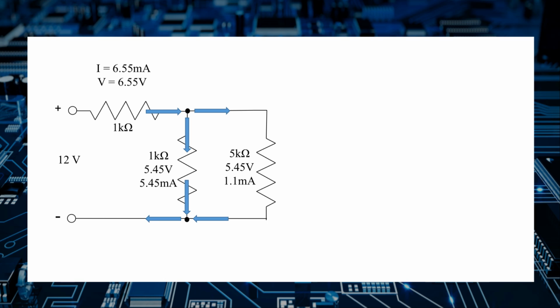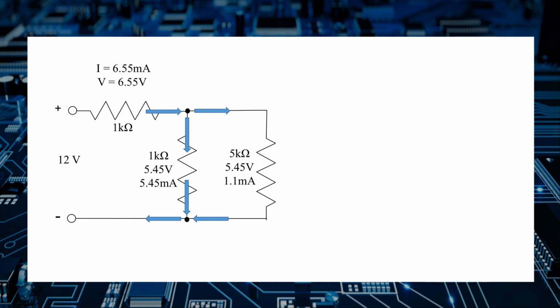can see that we have 6.55 milliamps through the 1K series resistor going into the node, and we have two currents coming out of the node, 5.45 milliamps going through the 1K parallel resistor and 1.1 milliamps going through the 5K parallel resistor. So again, checking Kirchhoff's current law, 6.55 minus 5.45 minus 1.1 equals 0.